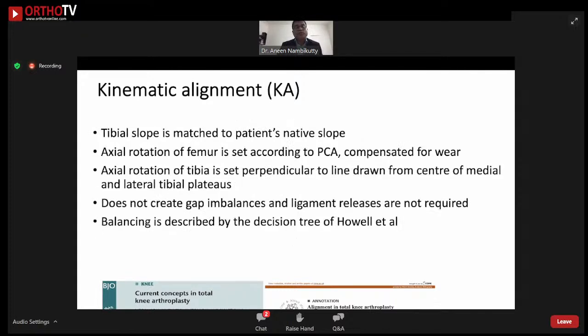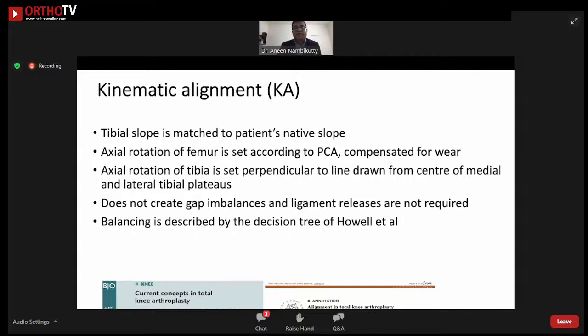The tibial slope is matched to the patient's native slope, and the axial rotation of the femur is set according to the posterior condylar line with the compensation of the wear. And the axial rotation of the tibia is set perpendicular to the line drawn from the center of the medial and the lateral tibial plateaus, and does not create any gap imbalances. So ligament releases are not required.